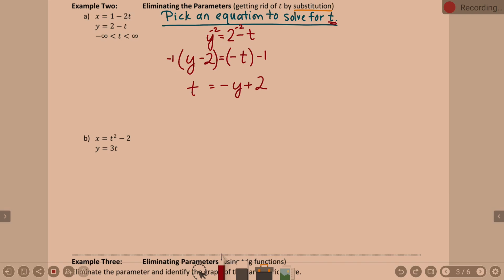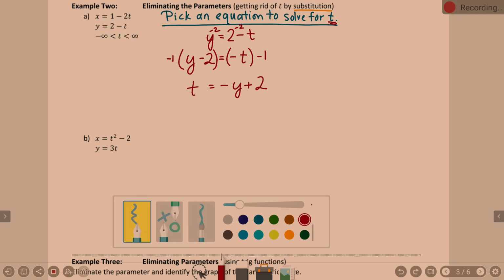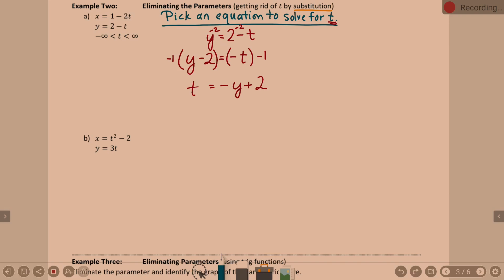Now, substitution. Once you take an equation and solve it for something, what do you do with it? You plug it into the other equation. So we're going to take this equation here, and we're going to substitute it into the other equation. I should have shortened that, but oh well. So over here: substitute into other equation.